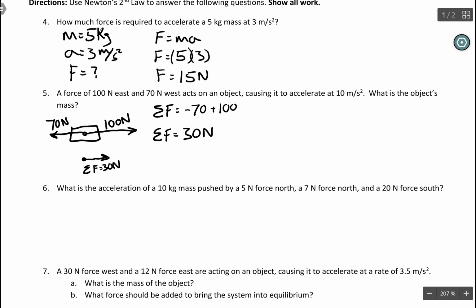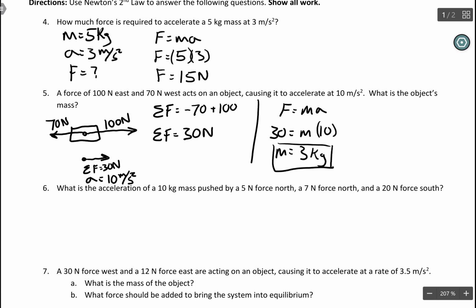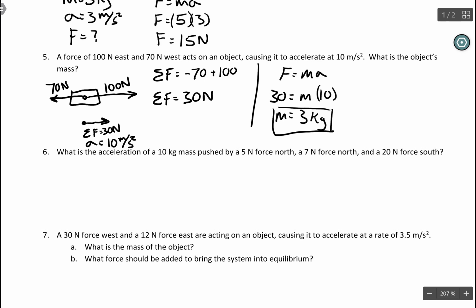Now that we know what the net force is, and we know the acceleration is also pointing to the right, it's 10 meters per second squared, we can calculate what the mass is. So the force is equal to mass times acceleration. Remember, it's always the net force, even if I don't write that symbol. It's the net force. Oops, we know what that is now. It's 30 newtons is equal to the mass times 10 meters per second squared. And the mass is 3 kilograms. So it's like a two-step problem. First you have to find the net force, and then you could use Newton's second law.